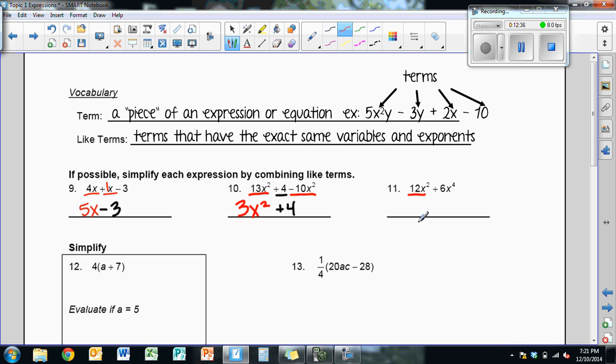Now on number 11, I have 12x squared, and I have 6x to the 4th. These cannot be combined because of the different exponents. If they have different exponents, they cannot be put together. So this is already simplified.